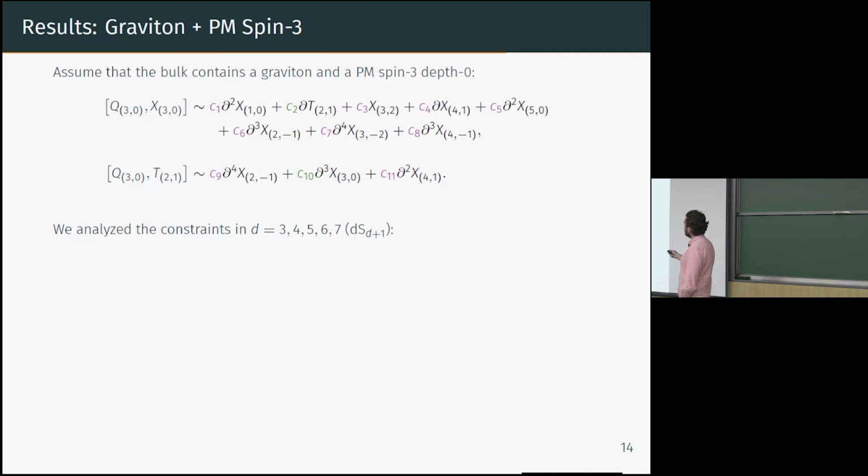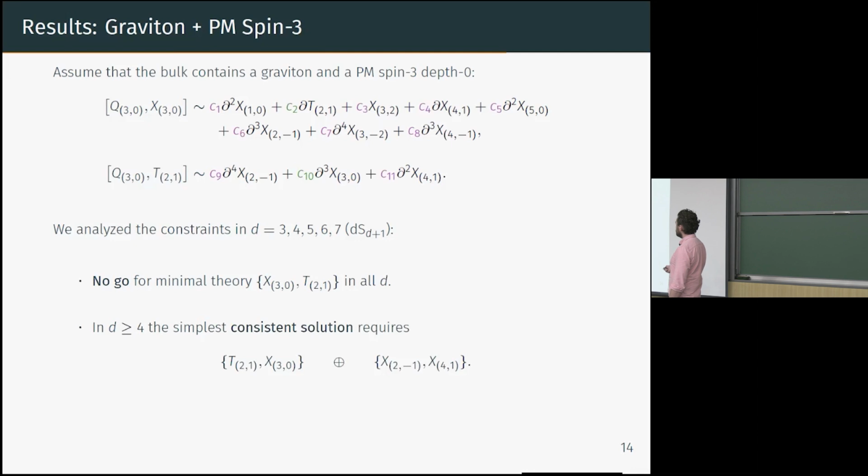Here, the current algebra, again, is finite, but it's a bit more complicated. You can consider adding operators all the way up to spin 5 consistently in this case. And again, we analyze the constraints in dimensions 3 through 7. There's no minimal theory. And in dimensions greater than or equal to 4, there is a consistent solution where you add 2 of these additional fields. One is a massive spin 2, and the other is a partially massless spin 4.